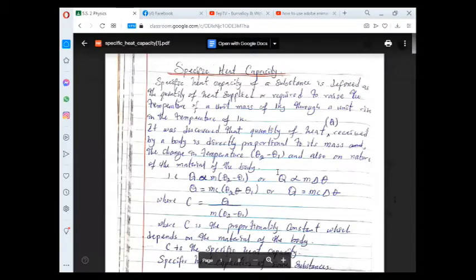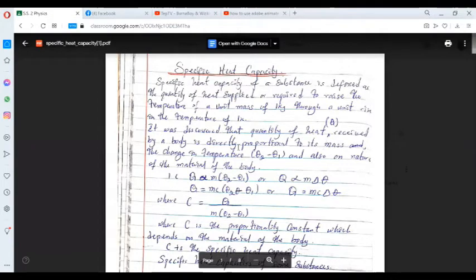Now, this is specific heat capacity. And when you hear the word specific heat capacity, you'll be like, what is specific heat capacity? Specific heat capacity of a substance is defined as the quantity of heat supplied or required to raise the temperature of a unit mass of 1 kilogram through a unit rise in temperature of 1 Kelvin.